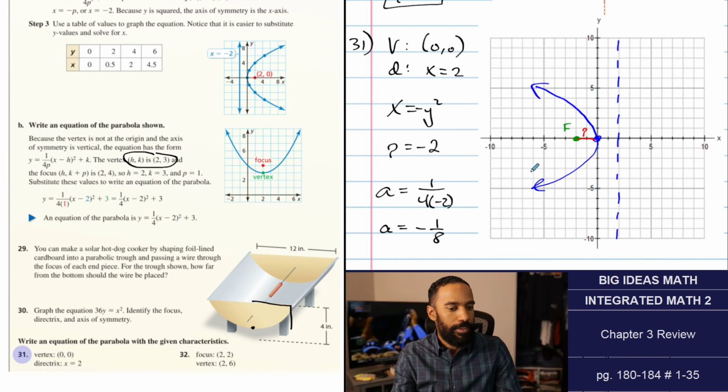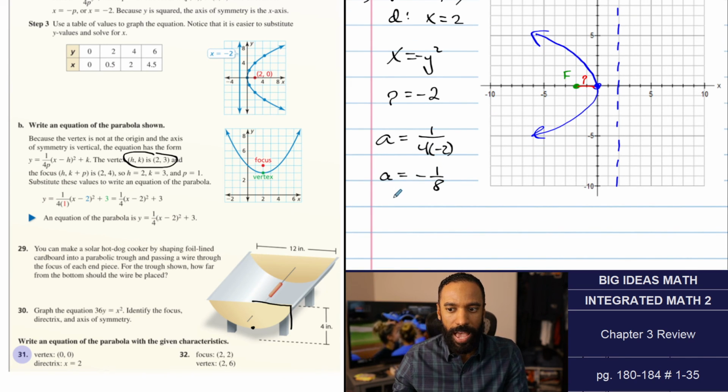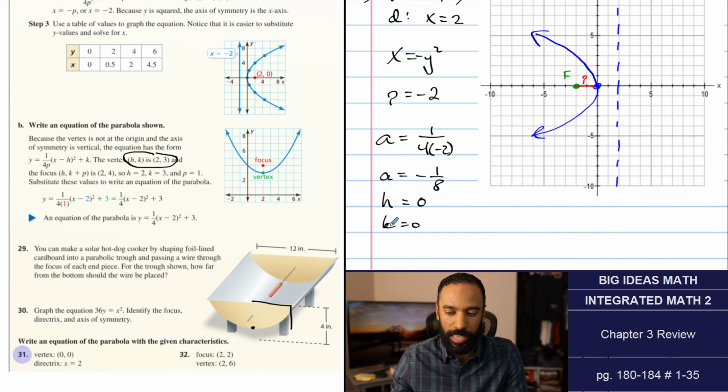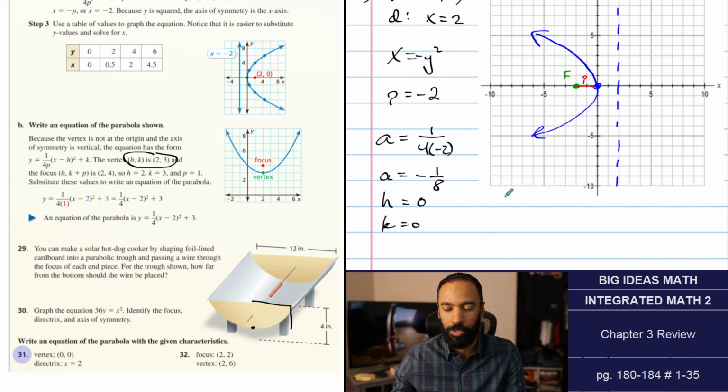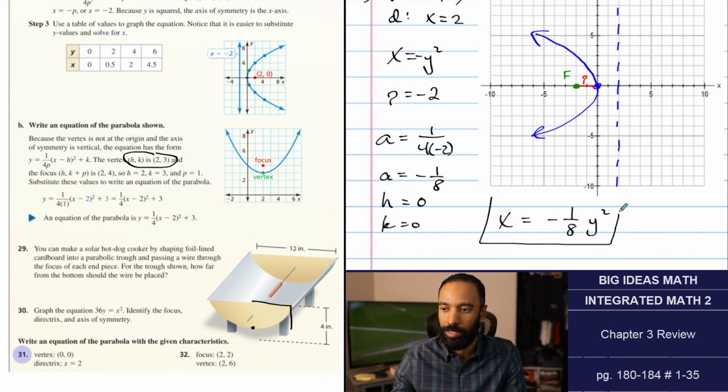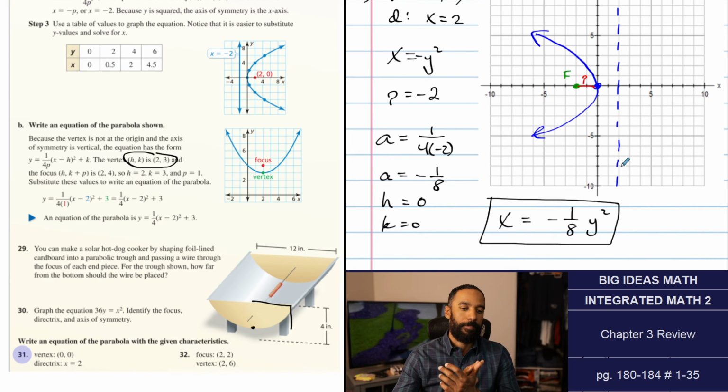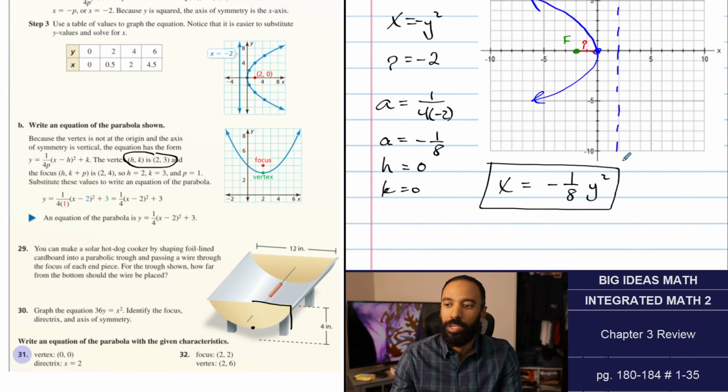Now, they give you the vertex at 0, 0, so you have A, you get H and K. H is 0, K is 0 because it's at the origin, and you know it's an x equals -y squared equation. So the final equation is going to be x equals -1/8 y squared. That's it.